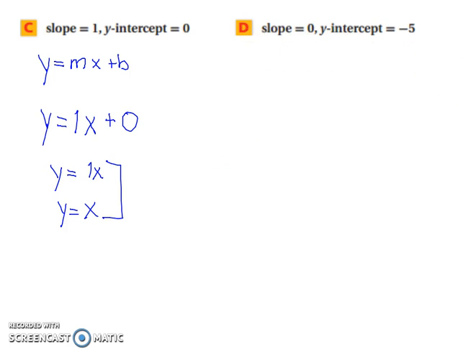Alright, so now let's look at D. We have y equals, our m is our slope, so 0x plus our b, which is negative 5. Well, 0 times anything is still 0, so that means 0x is simply 0. So when we simplify, we're left with y equals negative 5.